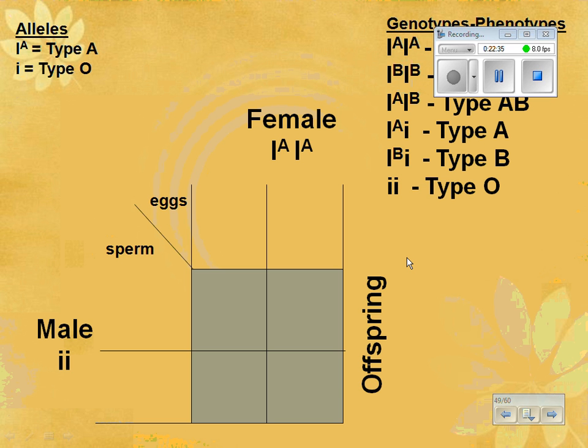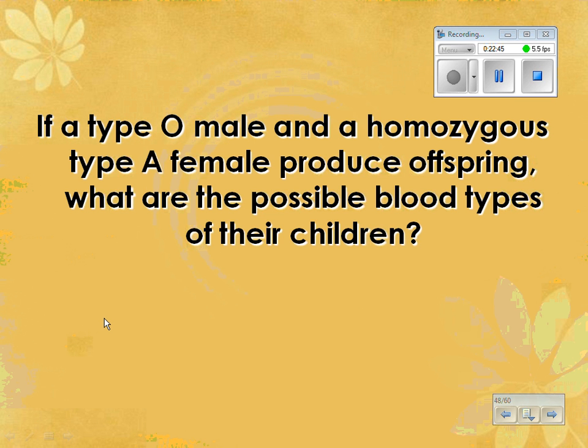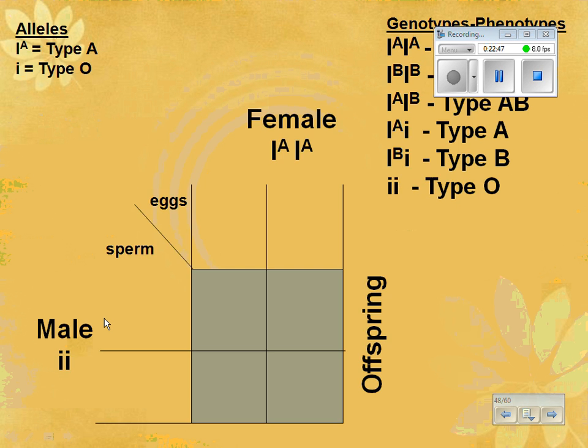But back to our problem here. We have a homozygous female that is IA IA, and we have a male that is type O. What are the possibilities of their children? The male is always going to donate the recessive allele. No matter what, the mom is going to donate an A allele. So it's about a 100% chance that their children will be type A blood.